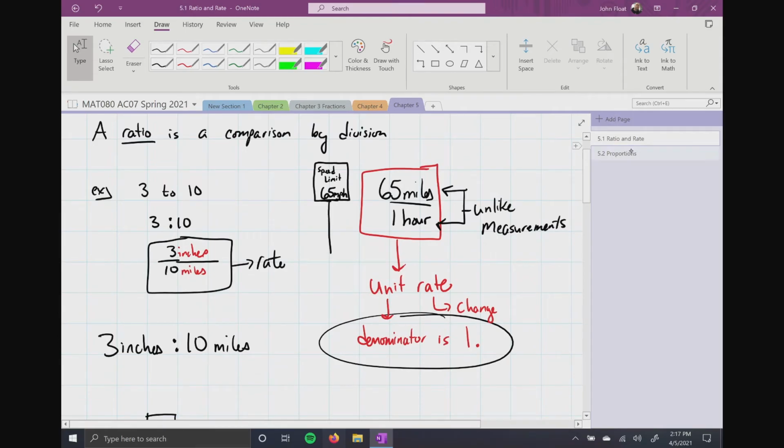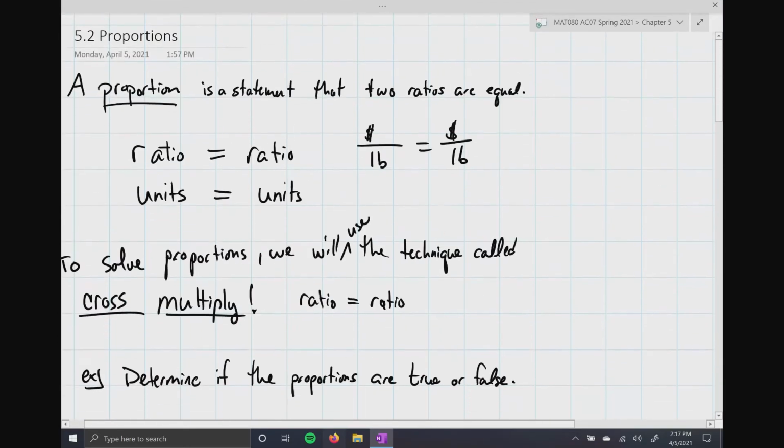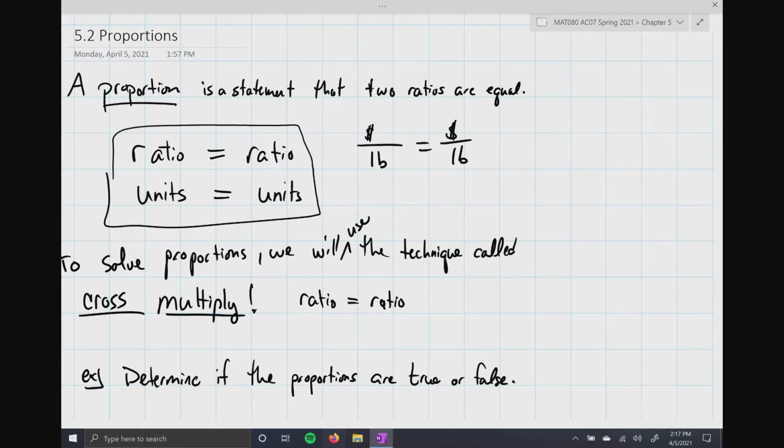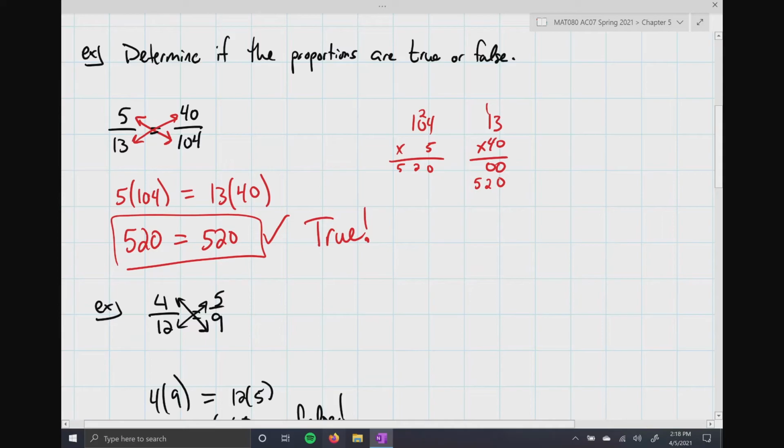All right. If we take two ratios and we set them equal to each other, and as long as the units match, so like I said in this example, dollars over pounds has to equal dollars over pounds. If you have that situation where you have two ratios and they're equal to each other, you've just formed what we call a proportion. And how do we solve proportions? Cross multiply. The first example we looked at was just determining whether or not these proportions are true or false. All you do is cross multiply. The left should equal the right.